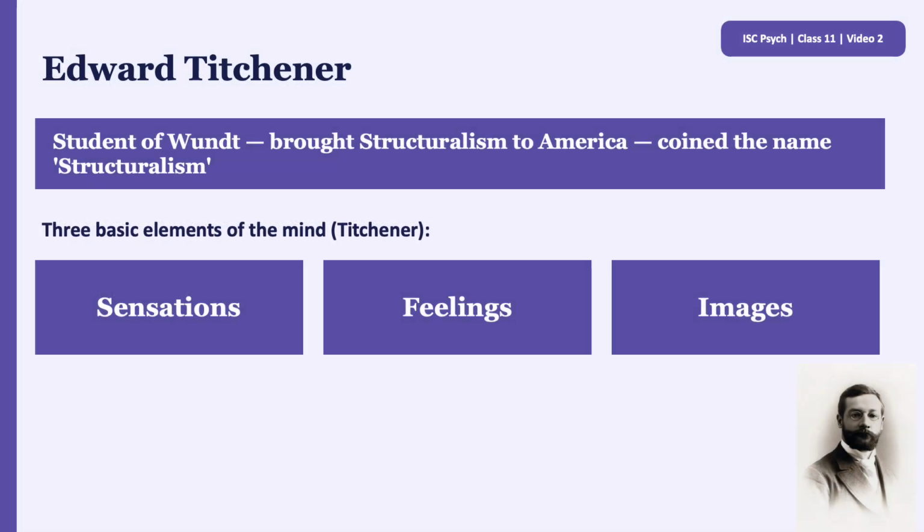The second important psychologist associated with structuralism is Edward Titchener. Titchener was actually a student of Wundt's who brought these ideas to America. He is the one who gave the school its name, Structuralism. He believed the mind could be broken down into three basic elements: sensations, feelings, and images.